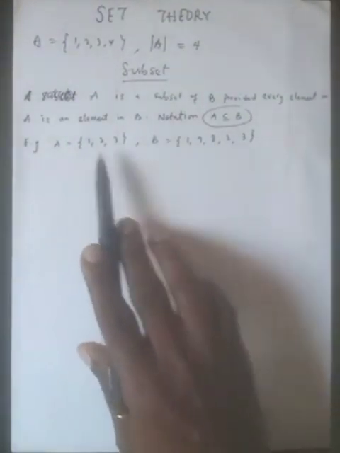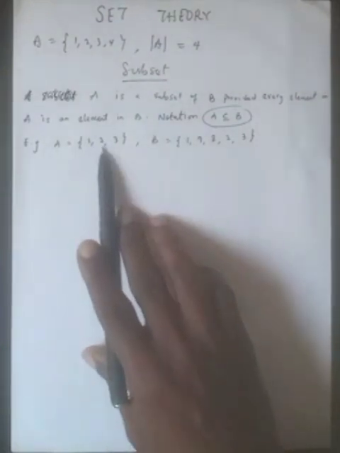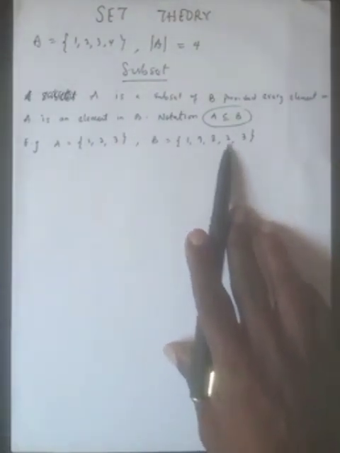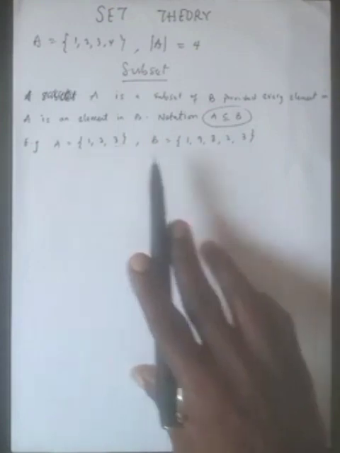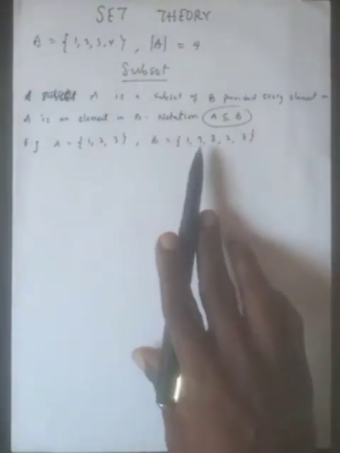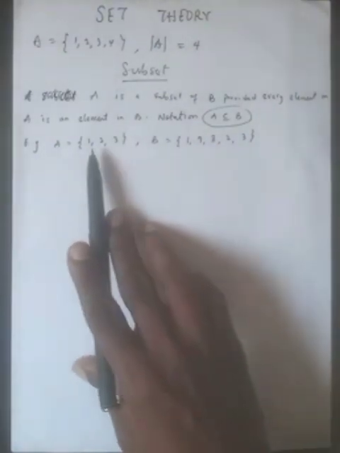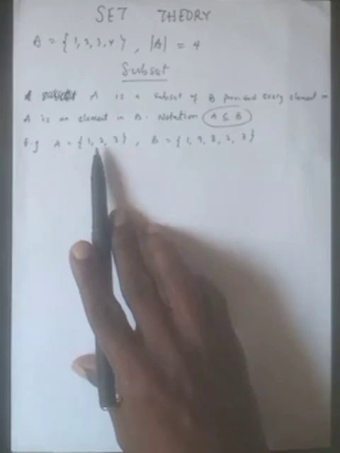I have 1 in set A. Is it present in set B? Yes. I have 2 here. Do I also have it in set B? Yes. I have 3 in set A. Is it also in set B? Yes, it's also in set B. So once all the elements in set A are also in set B, we can now say that set A is a subset of set B.